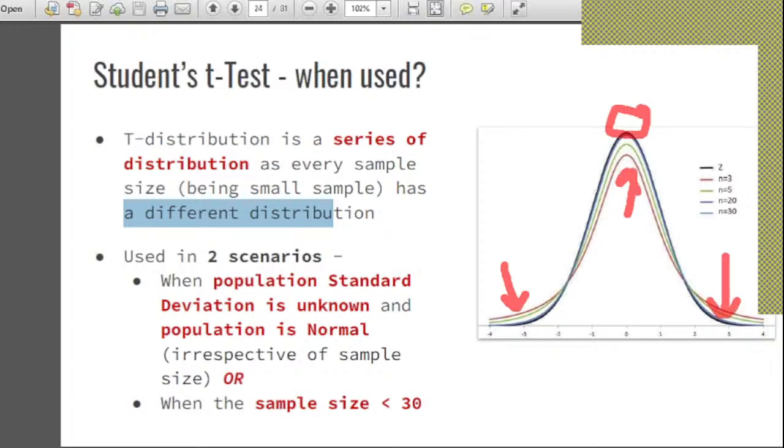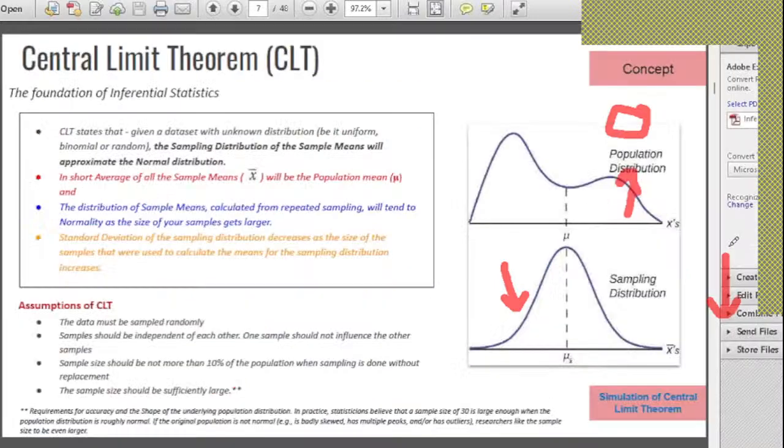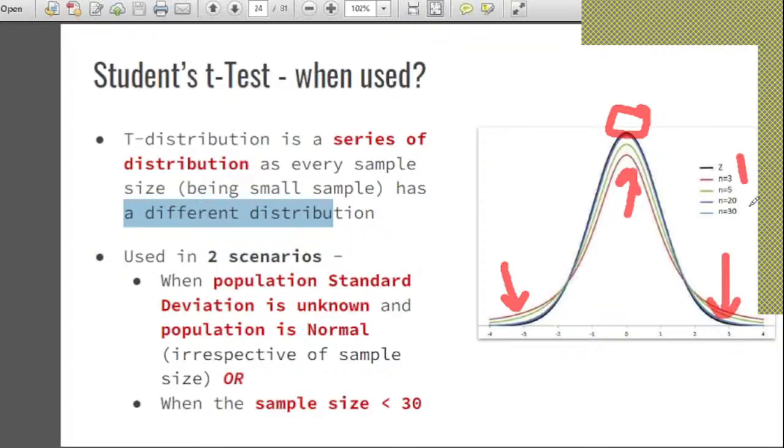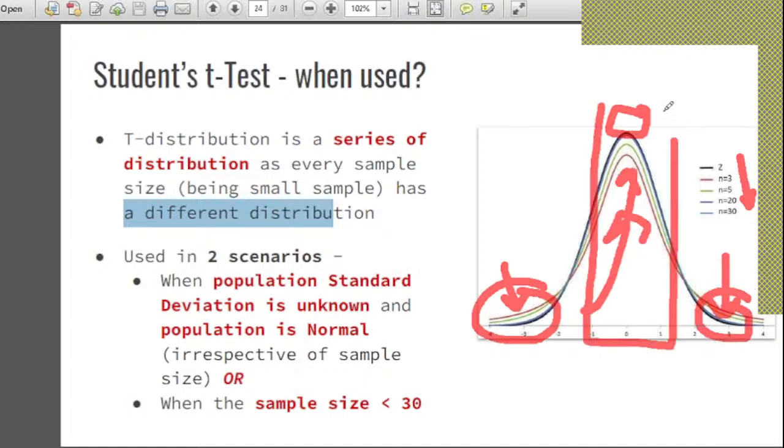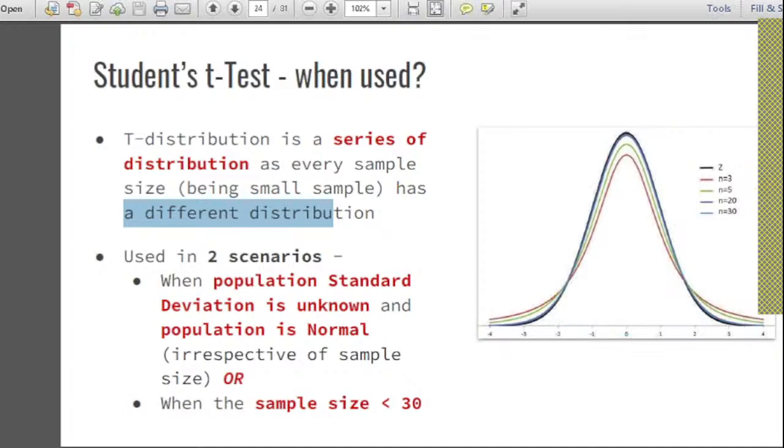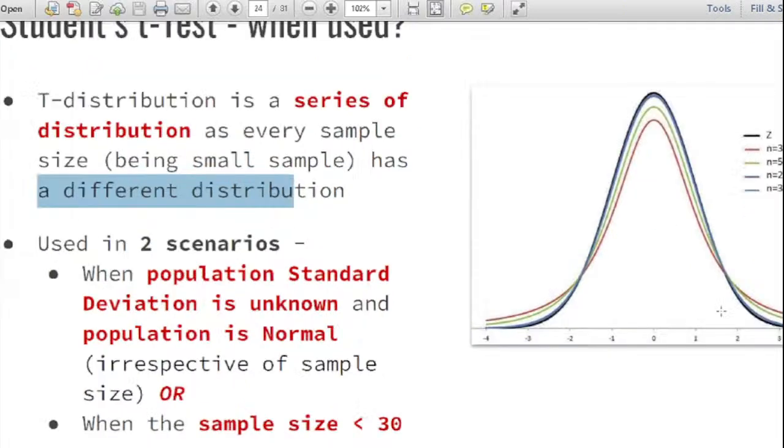Is this clear? Are you getting the logic, why the tails become thinner? Because variability reduces as we increase the n size, and the extreme values get transferred into data that becomes nearer to the mean. When n is equal to 30, you can see this blue line almost approaches the Z normality.